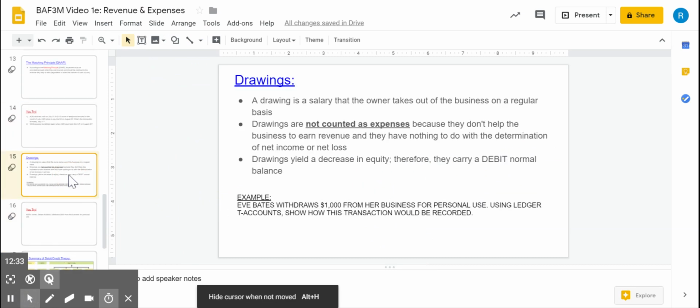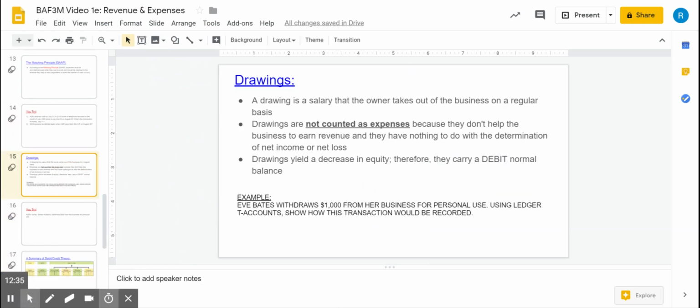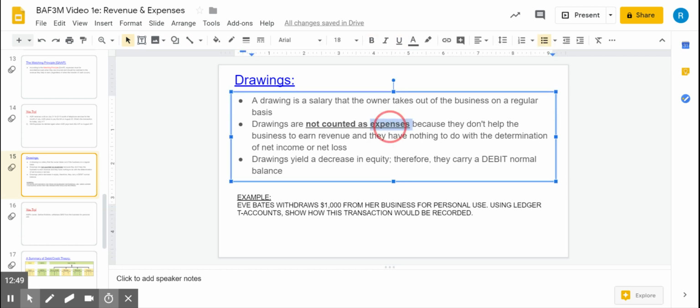Okay, so we're going to wrap this up. We just have one more to talk about very quickly, which is drawings. This one's pretty easy. Just like expenses, we're going to debit drawings, because just like expenses, drawings decrease the equity of the business. It's just money going out of the business. They're not counted as expenses because they don't help the company earn revenue and they have nothing to do with determining net income or net loss. Expenses help us earn revenue; drawings is just money leaving the business to decrease equity. So drawings are like expenses, but not quite expenses. Therefore, they have a normal debit balance because they're decreasing the value of the business.